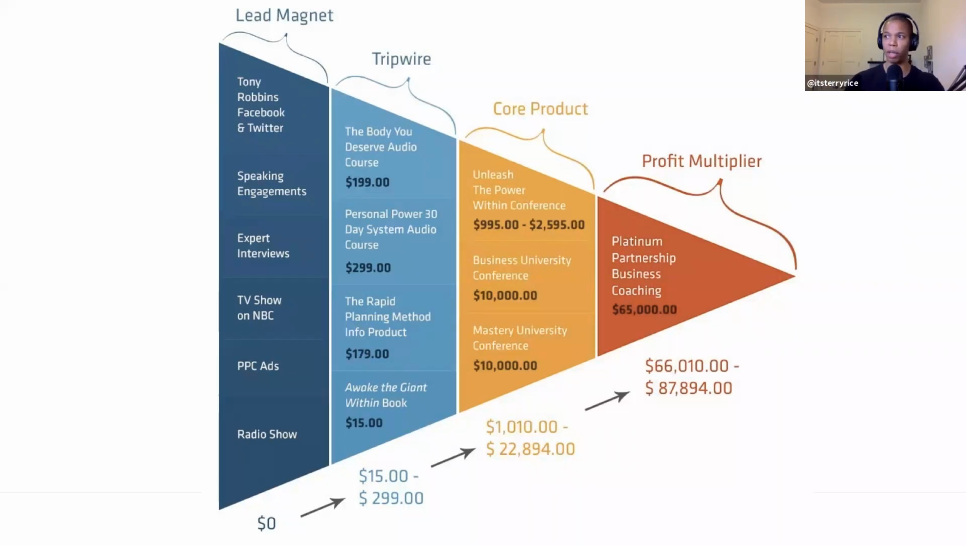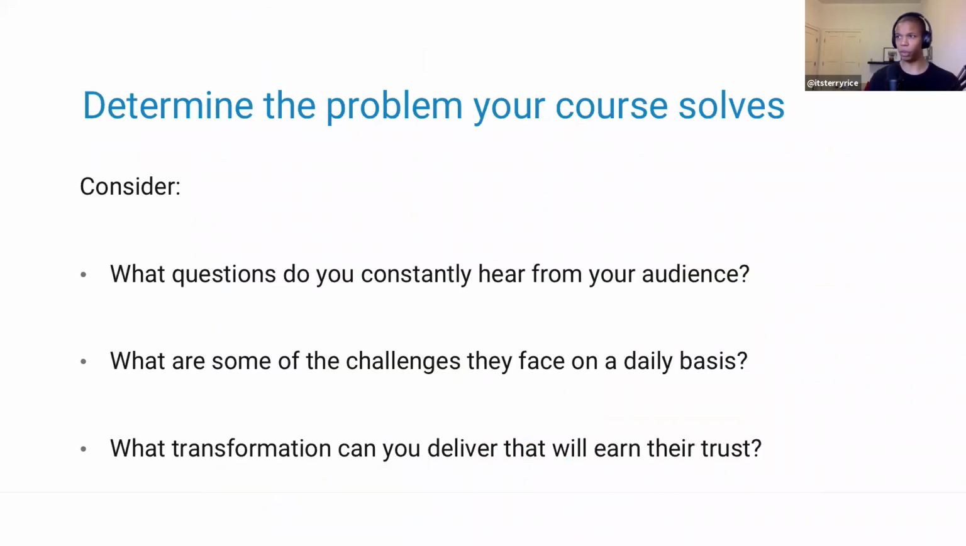And again, what we're talking about today is either creating that lead magnet or the tripwire, right, in regards to this course. So the next thing you want to do is determine the problem that your course solves, because you want to look for one quick win, more or less, right? So what's the problem that my course solves? And going back to what we heard earlier, what questions do you hear over and over again that you're sick of answering, maybe, right? Or what are some challenges that they face on a daily basis, perhaps? What transformation can you deliver to them that's going to earn their trust and allow you to upsell at a later time?